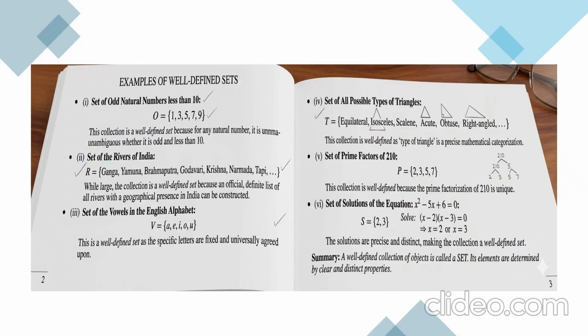Other examples of well-defined collection: natural numbers, rivers of India, vowels, types of triangles, prime factors of a number, and solution of an equation. These are the examples which will remain the same for everyone. It will not change for anyone. So it will remain the same. So these are well-defined collections.